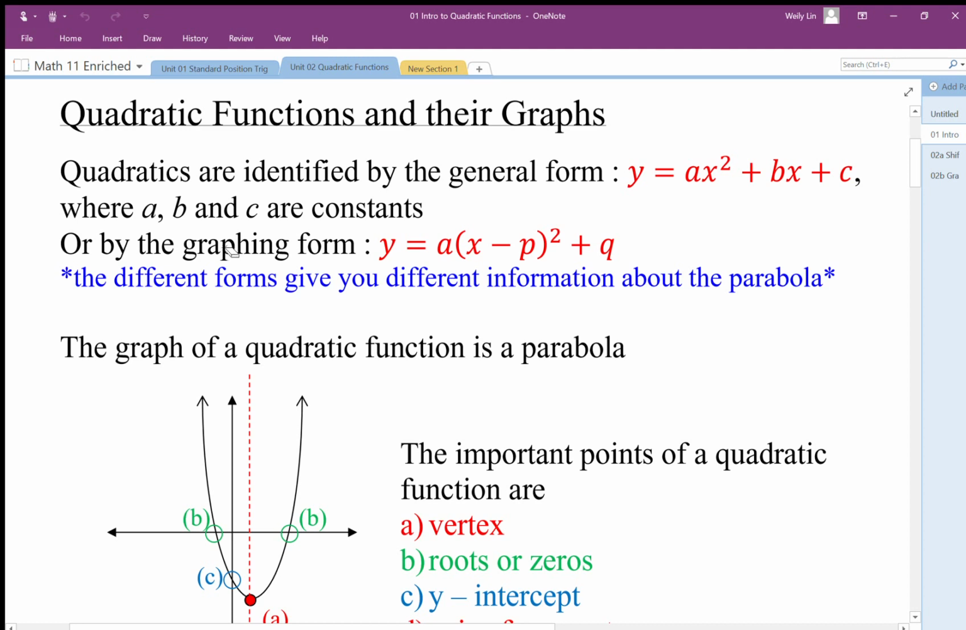So here we have another form which is called the graphing form, and the a's here are actually the same a, but the p and q are different than b and c. The p and q allow us to find the vertex. Okay, so this general form doesn't allow us to find the vertex, but this graphing form does.